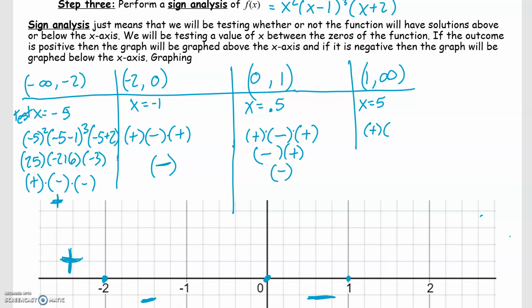And we would end up with positive 4 cubed, which would just be a positive number. And then we end up with 5 plus 2, which is 7. That's also positive. Positive times a positive times a positive is going to give us a positive value. So I know over here, that's going to go ahead and start in the positive direction. All right, so this is what I do know.